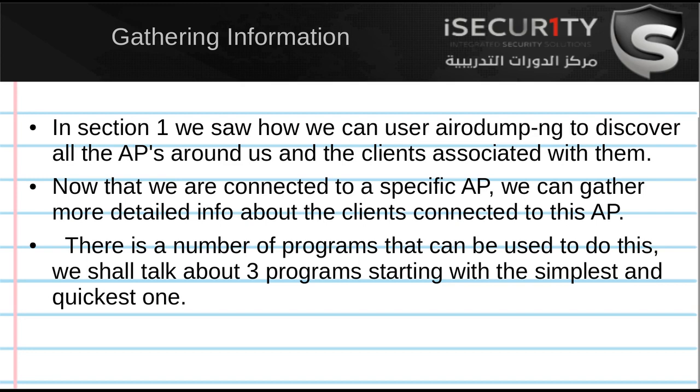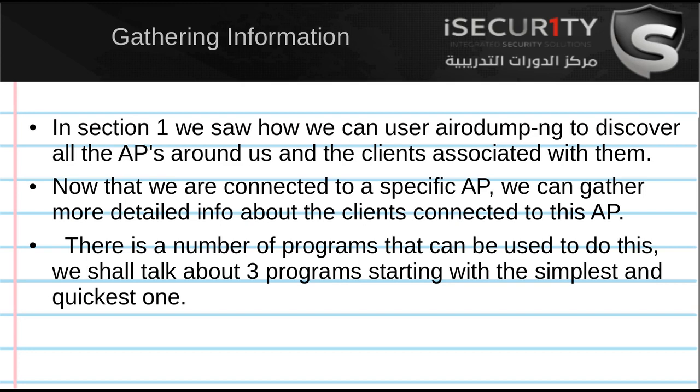In section 1, we saw how we can use Airodump-ng to discover the connected clients. We saw in the second part of the Airodump output how we can see the associated clients and their MAC address. That was about it. That's everything we can get before we can connect to the target access point. Now, after connecting, we can gather much more detailed information about these devices.